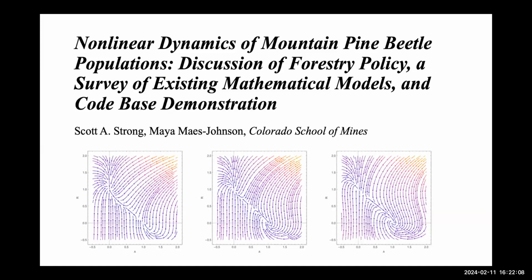And finally, in this category is Nonlinear Dynamics of Mountain Pine Beetle Populations, Discussion of Forestry Policy, a Survey of Existing Mathematical Models, and Code-Based Demonstration by Scott Strong and Maya Johnson from the Colorado School of Mines. Mountain pine beetles cause a significant destruction of Colorado lodgepole pine forests. The projected warmer environment increases the problem, emphasizing the need for effective land management policies.